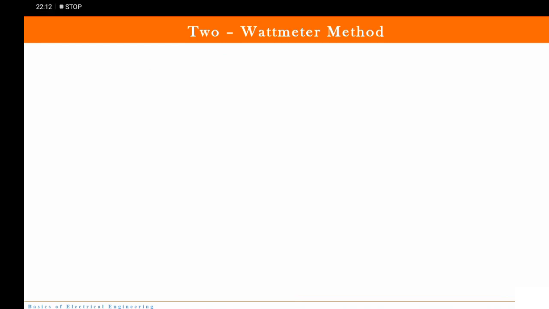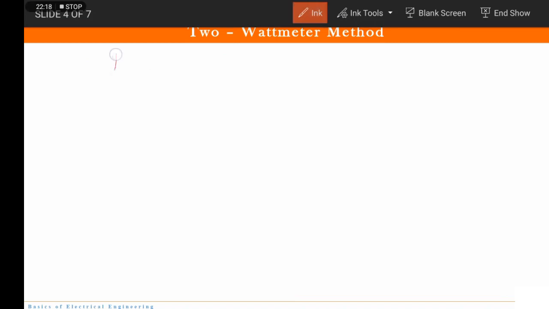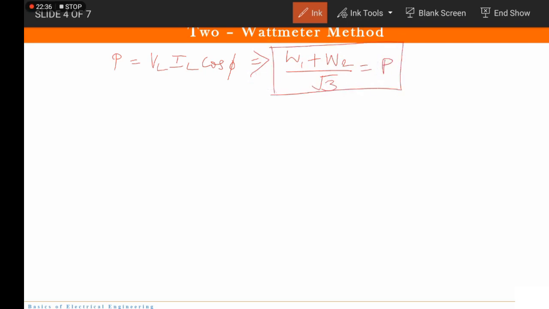If we talk about power, what was the power in our equation? If we talk about P, the active power, it was VL IL cos 5. How will I find that? W1 plus W2 upon root 3. Simple. Correct? So this will be P for me, that is the active power.